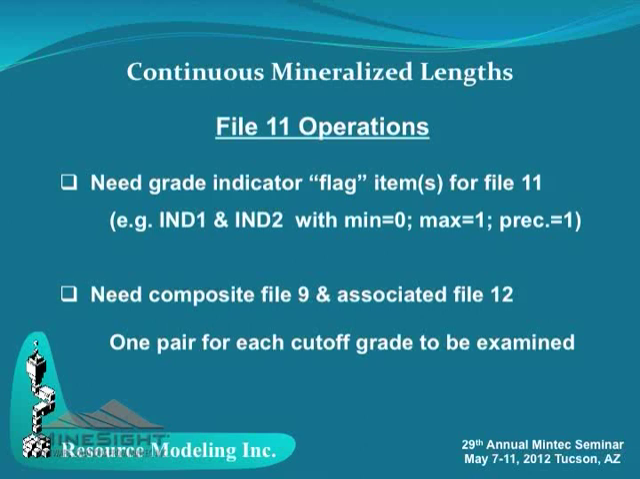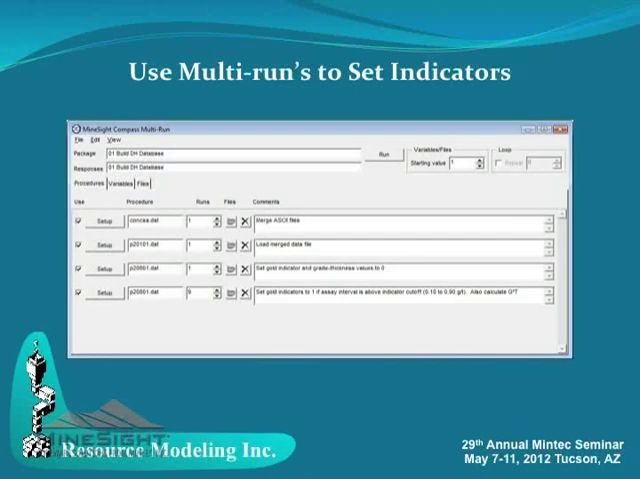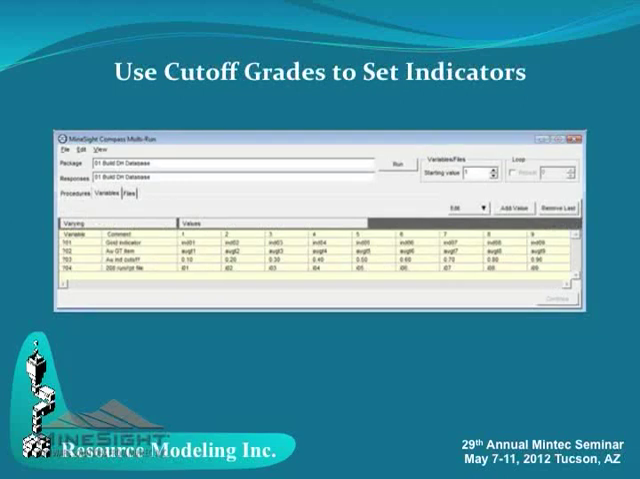So we need a pair of file 9, file 12, or this is my practice for each cutoff. So I use multi-runs for all of my model builds. This just shows a panel where the last two procedures here are the second to the last procedure sets these indicator values to 0 for all intervals, and then the last one goes through and sets a 1 if the drill hole assay interval is above a cutoff grade. So here's just another panel from the multi-run to do that.